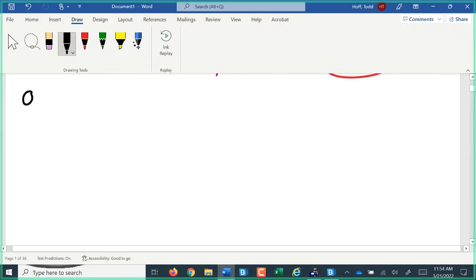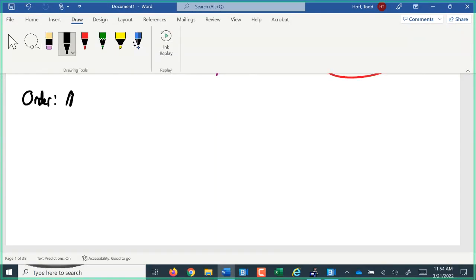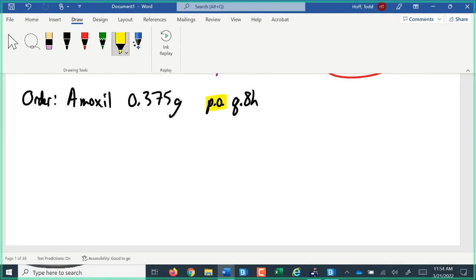Our next order is for Ceclor, 0.375 grams, PO Q8H. So again, the PO Q8H doesn't affect us here right now. PO is just by mouth or orally. Q8H is every 8 hours.